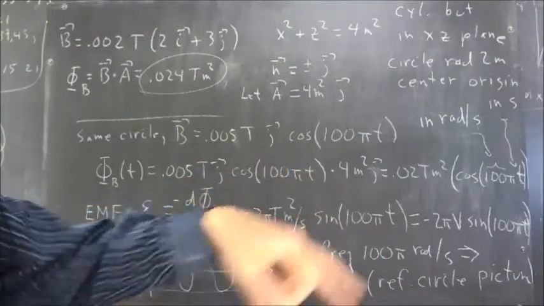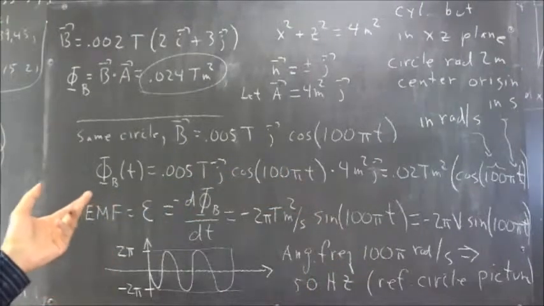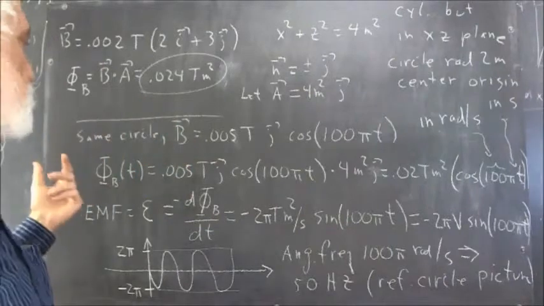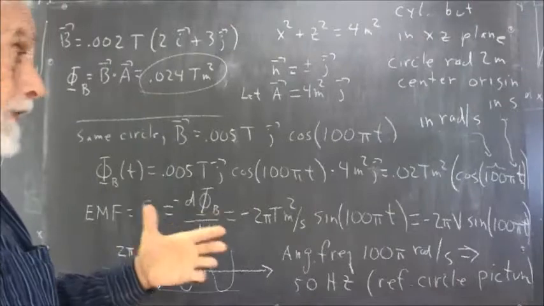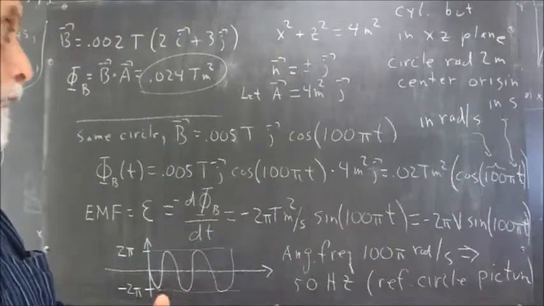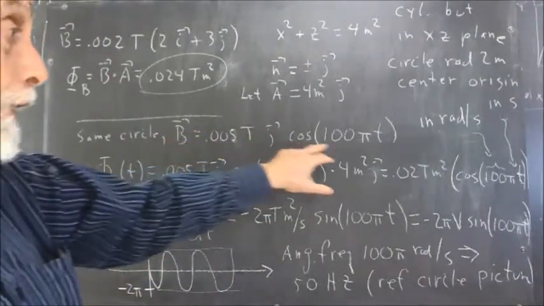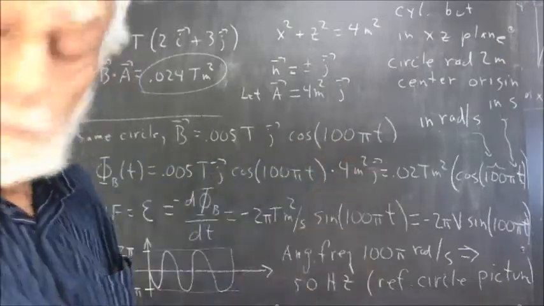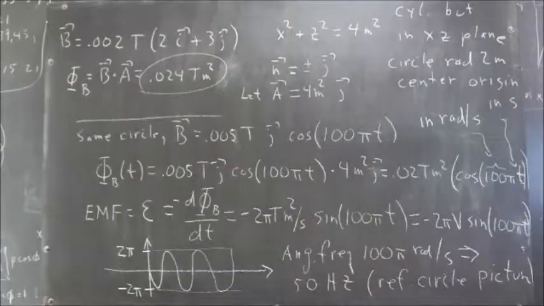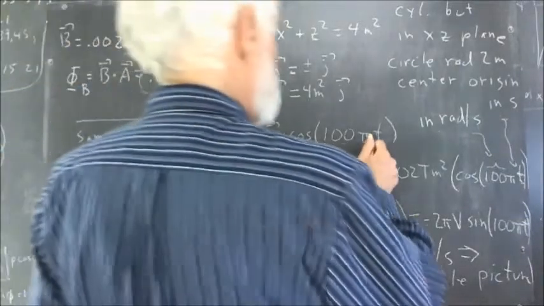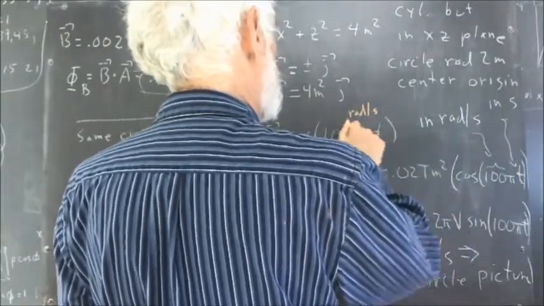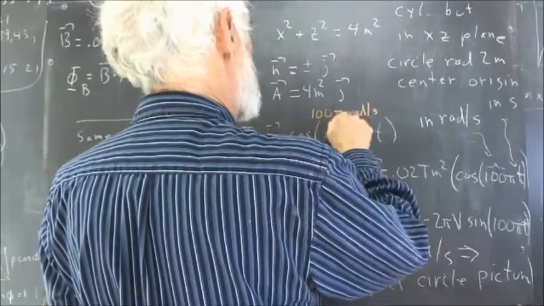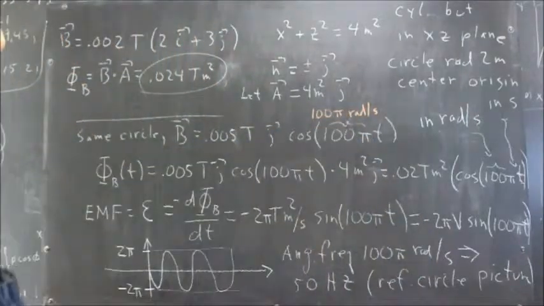Now we want to look at the same circle, but this time we are going to let the circle rotate, well, same circle. I'm sorry, I'm not going to have the circle rotating. In this case, we're going to have the magnetic field fluctuating. The magnetic field is going to fluctuate according to the cosine of 100 pi t. Now, when I did this in class, I kind of suppressed the units. I mentioned them. This would be 100 pi radians per second. So the 100 pi means 100 pi radians per second.